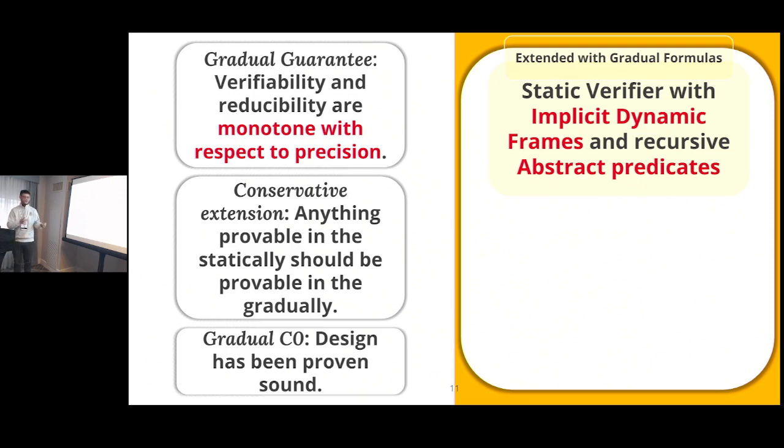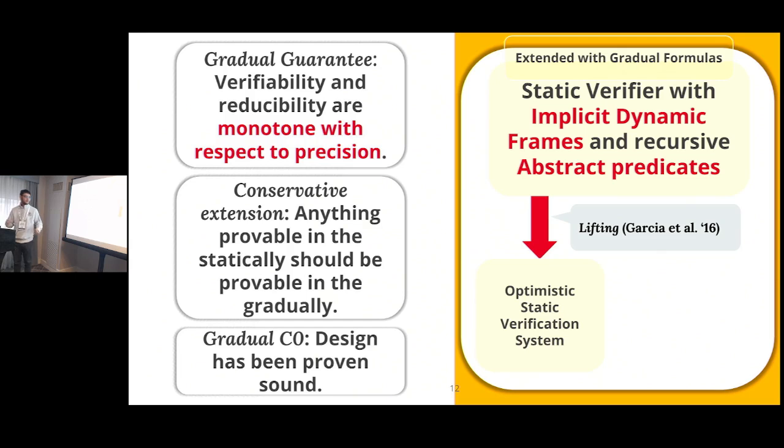And then finally, we have the actual tool itself. The tool is called Gradual C0. It is an extension of C0, which CMU uses to teach dynamic verification, and it's extended gradually. This design has been proven sound. How the actual system works is that it's a static verifier with implicit dynamic frames, something that a language like Dafny could use for static reasoning, and abstract predicates.